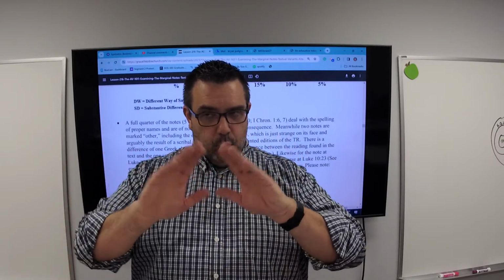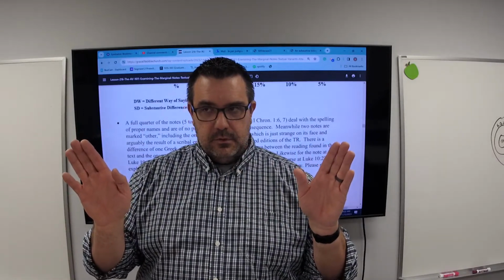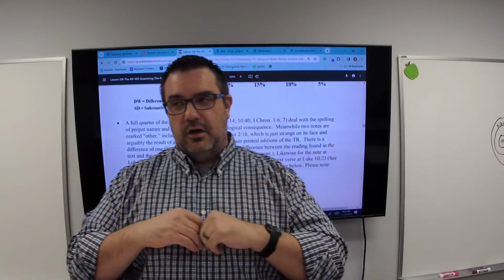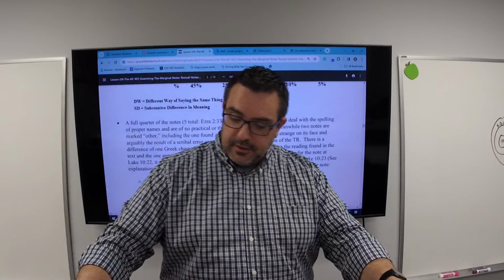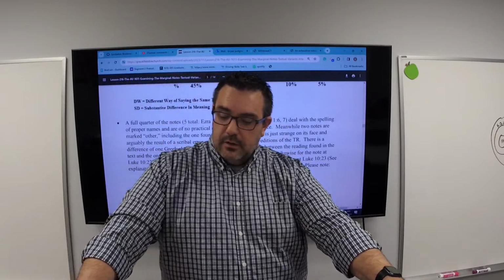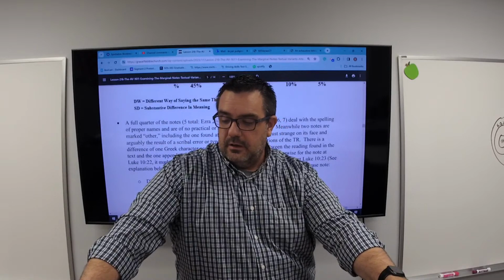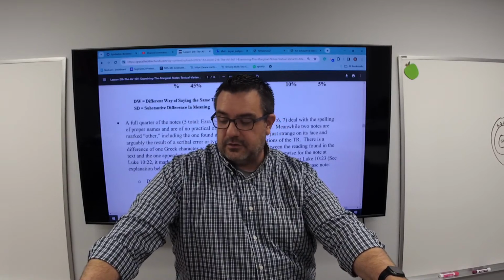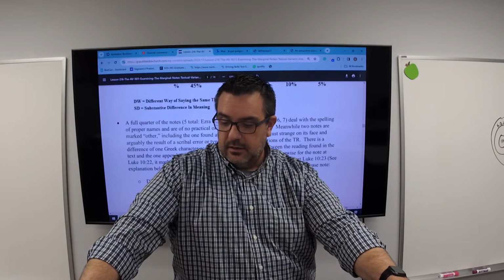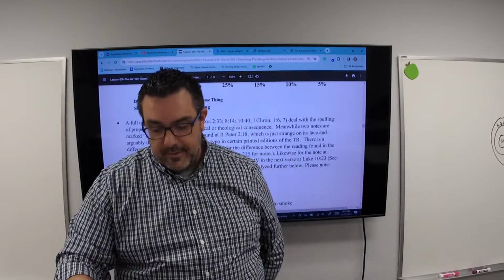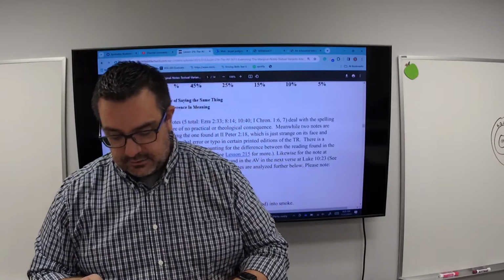So we're talking about 1 letter in Greek. That could have been the result of a copyist mistake, or a typesetter of the Greek edition could have accidentally put the wrong character in. So everybody following that? Okay? Likewise for the note at Luke 10:22. It marks a variant reading that is found in the AV in the text of the next verse at Luke 23. See explanation below. The remaining 13 marginal notes are analyzed further below.